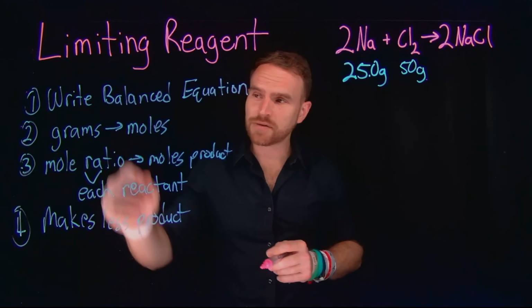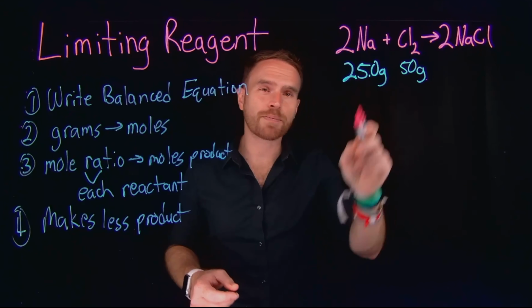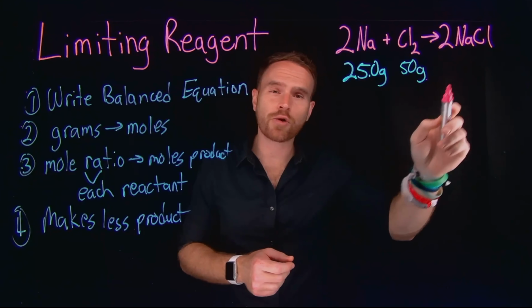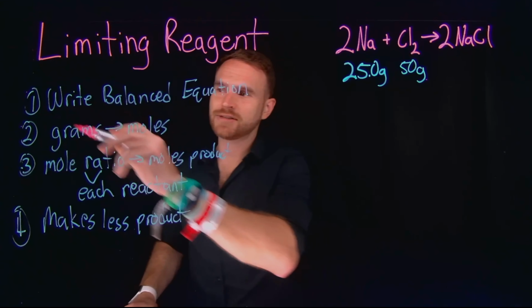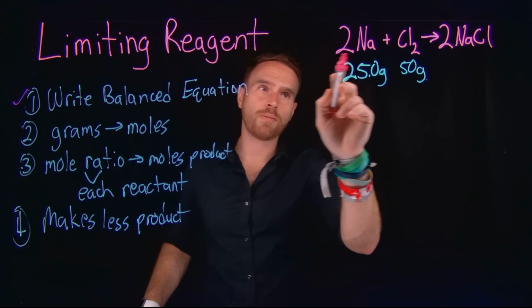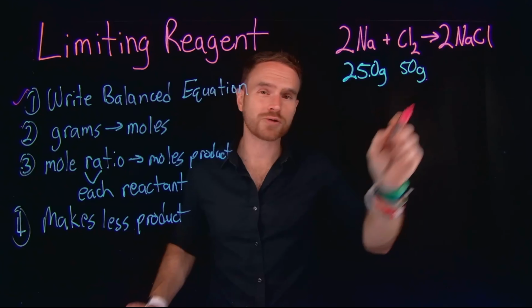And for that, we need to follow this order of operations to get there, and figure out which of these is going to produce the least amount of sodium chloride, because that will be our limiting reagent. So importantly, we already have a balanced chemical equation, where we see that 2 moles of sodium is reacting with 1 mole of Cl2 to make 2 moles of NaCl.